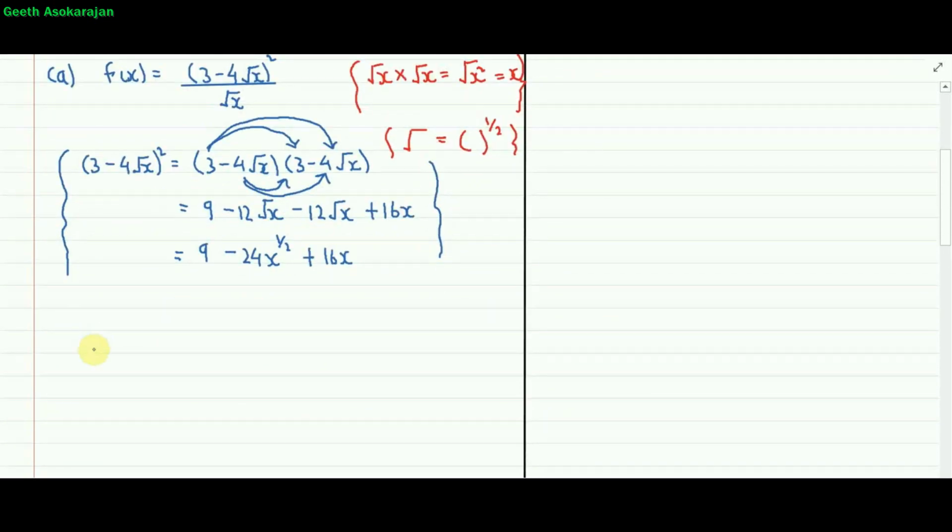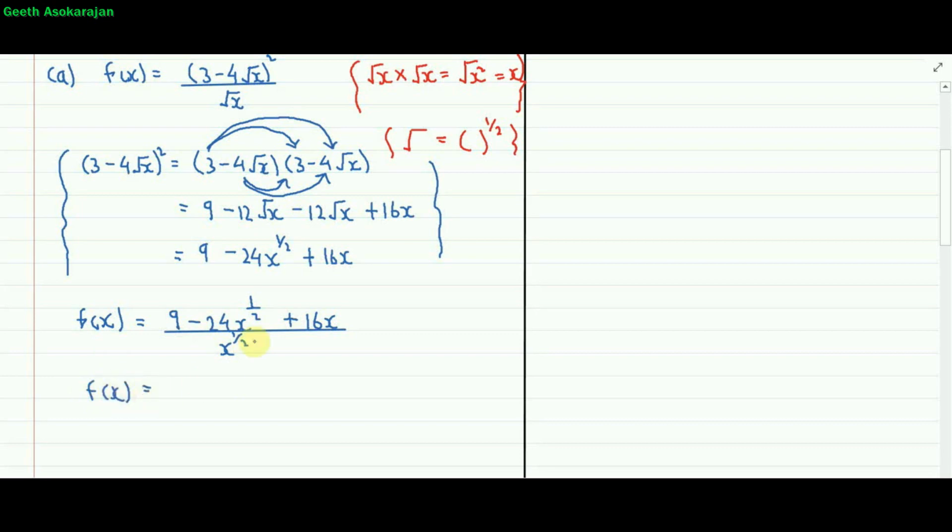So if I continue below, let's use this answer for the main calculation. So f of x is equal to, for the top bracket multiplied, we had 9 minus 24 x to the power of half plus 16x, and that is all divided by the root x below. But instead of writing root x, let's write it as x to the power of half. So divided by x to the power of half.